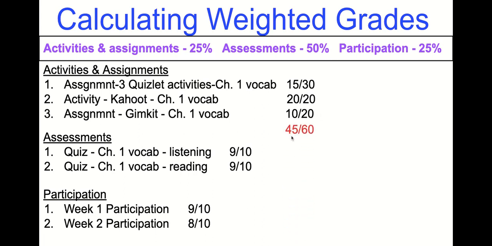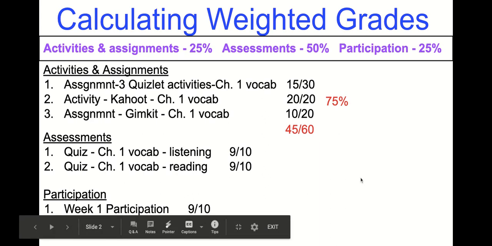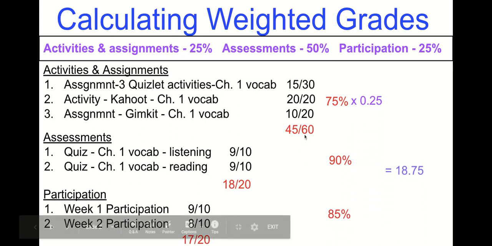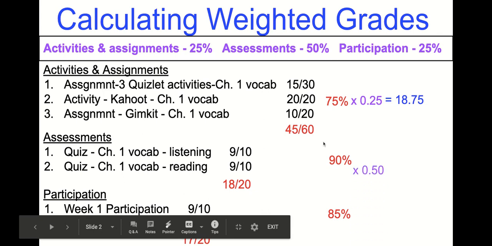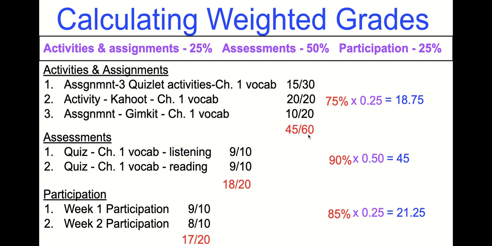So he would now have 45 out of a possible 60 points. And guess what? That is still a 75% average for activities and assignments. His grade actually would be the same whether he had a 45 out of 60 points for activities and assignments, or a 4.5 out of 6. So just make sure that you're not comparing points across categories. I hope that makes sense.